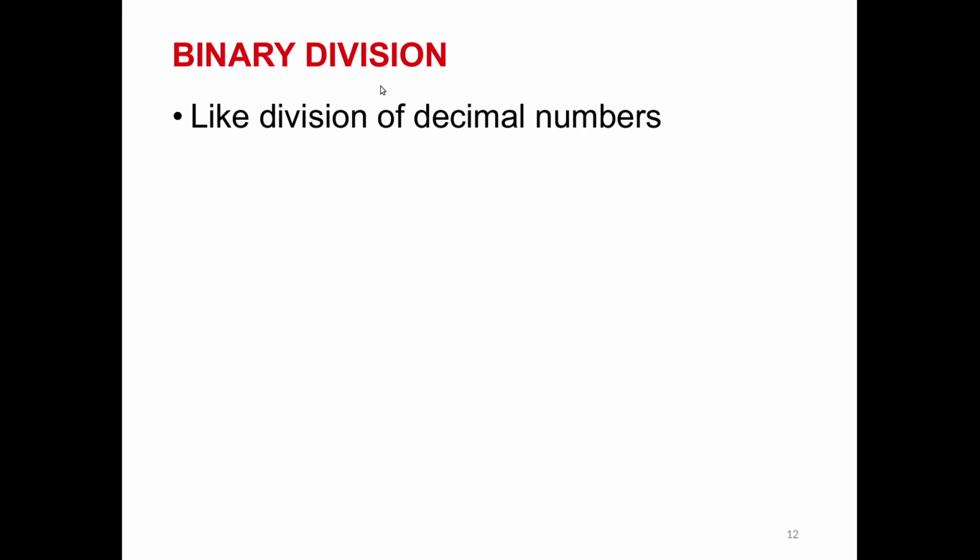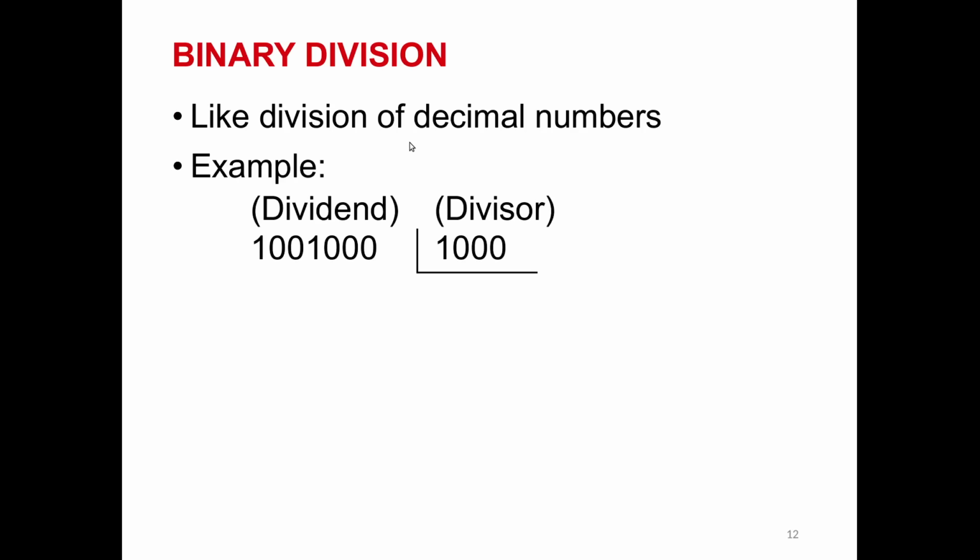For binary division, of course, it will work. We will do it as you do in division of decimal numbers. Here is an example. You have a dividend here, and you have the divisor here. The dividend is 1 0 0 1 0 0 0, and the divisor is 1 0 0 0.